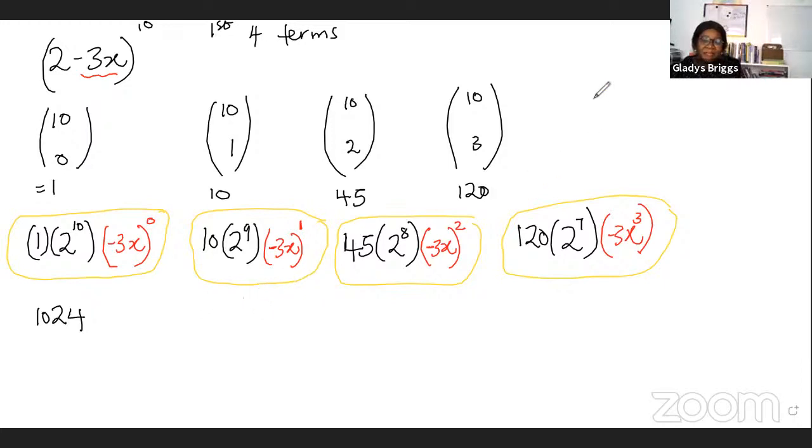Let's see, this is 10 times 512 times negative 3x, okay? And then if you times that by negative 3, what do you get? Negative 15,360. Just make sure. 15,360x, good. So we are good. We can finish the rest of them.